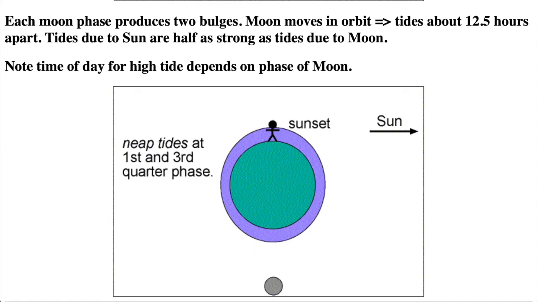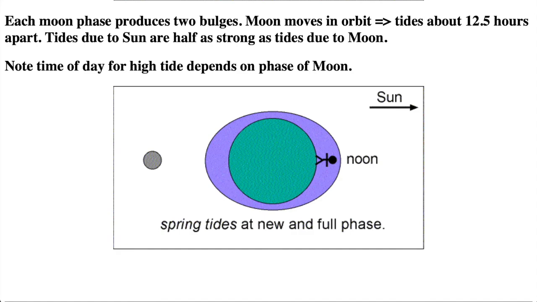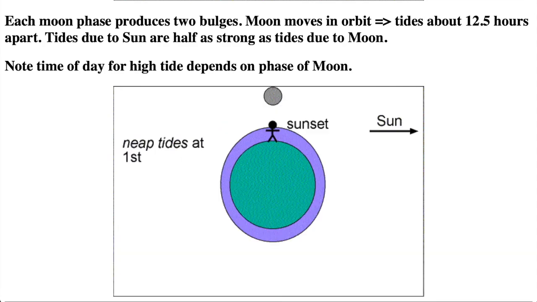At new moon and midnight, the moon and sun work together to produce particularly strong tides called spring tides because the very high tide really springs up from the very low tide. The high tides happen at noon and midnight. At first and third quarter moon phase, the tides are really weak and are called neap tides. The high tides happen at sunrise and sunset.